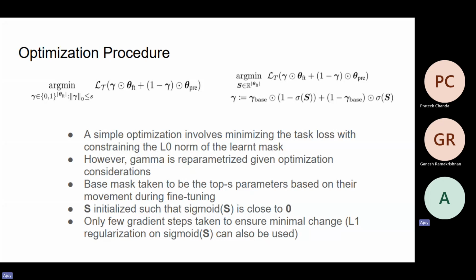Here is how we try to learn the mask. Ideally, we want the mask to be binary and sparse, so we want a minimal L0 norm for the grafting mask. However, for optimization, we model the grafting mask by this equation. We are building a final grafting mask on top of a base mask. In most of the experiments, we take the base mask to be the top K parameters which change during fine tuning, so the base mask is sparse in that way. Then for training the final mask, we train this S vector.